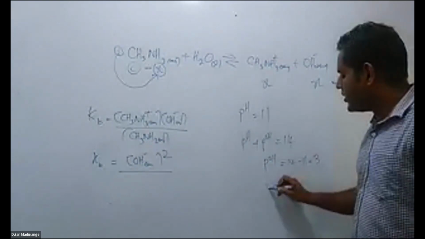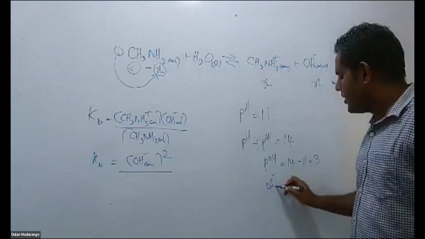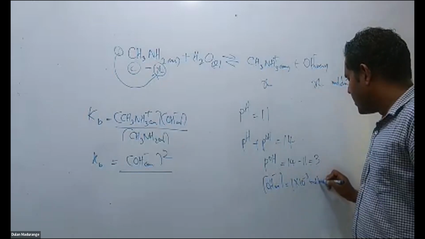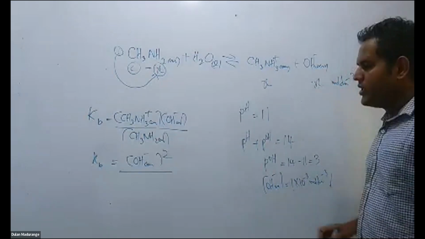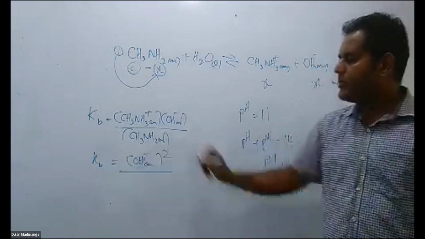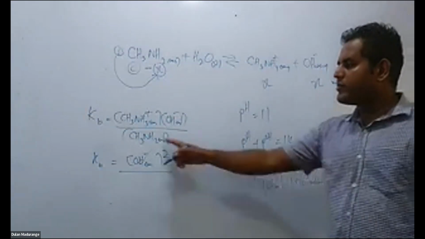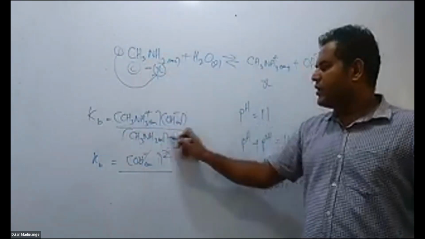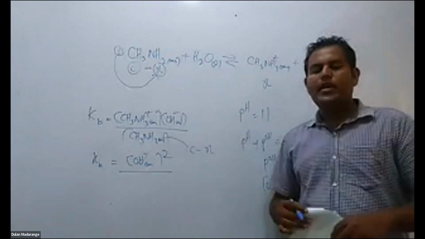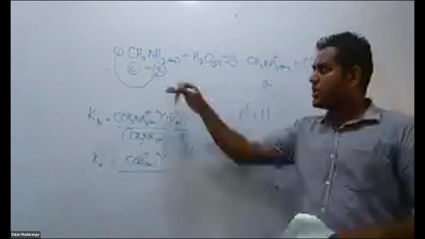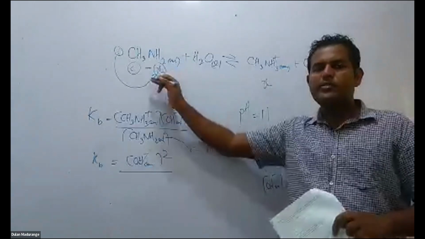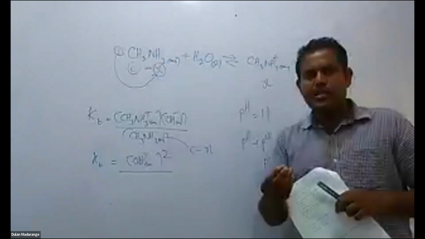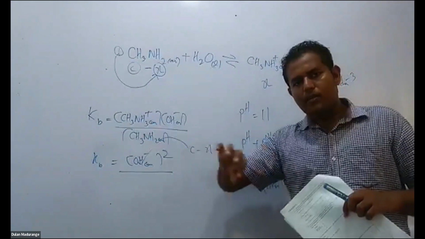So then when pOH is 3, we should say that the OH minus concentration is equal to 1 into 10 to the power minus 3 moles per cubic decimeter. Then you can put it here. OH minus, and then this is the concentration of methylamine in the liquid. So the methylamine we get is C minus X. But we are making an assumption. The dissociation of CH3NH2 is negligible compared to the initial concentration. Since CH3NH2 is a weak base, we have to consider the dissociated amount to be negligible.